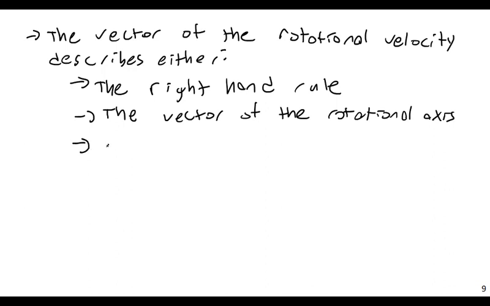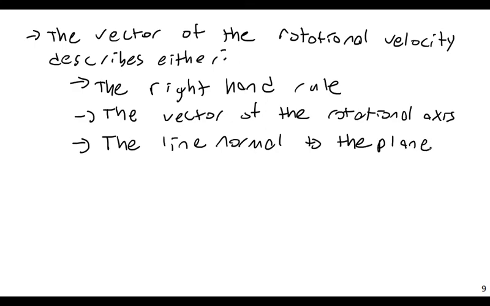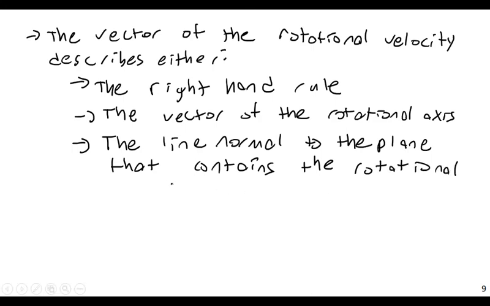Or we could say that it is the normal line, or the line normal, to the plane that contains the path of rotation. So I could think of all sorts of ways to define what this vector actually means, the rotational path. I'm not saying it can be this, this, or this. I'm saying that these three things are functionally equivalent. These are the same thing, basically, just different ways of mathematically stating the same thing. Okay?